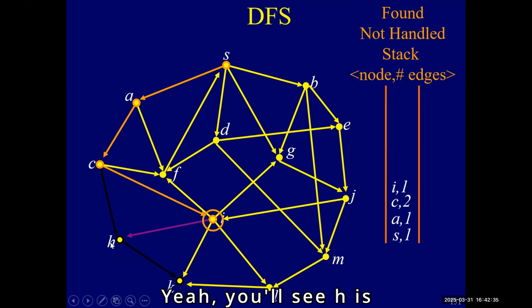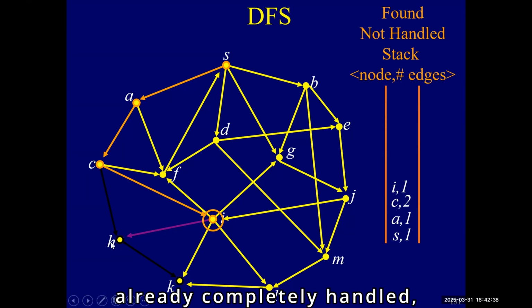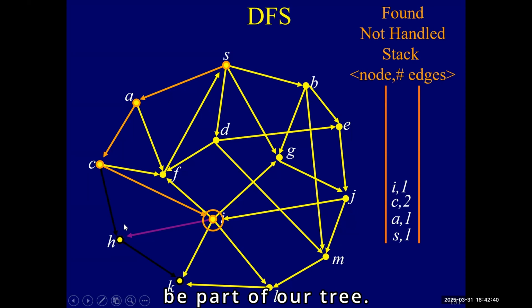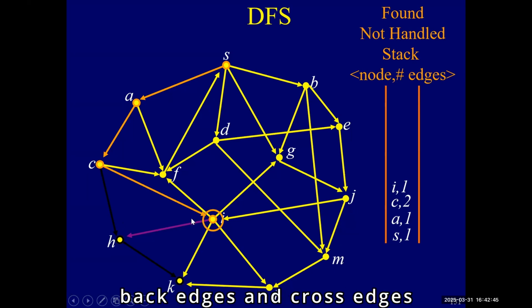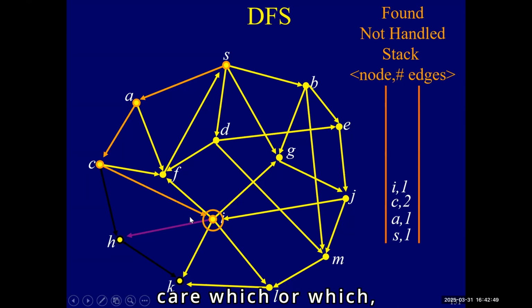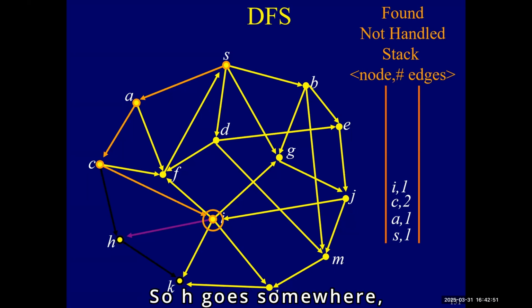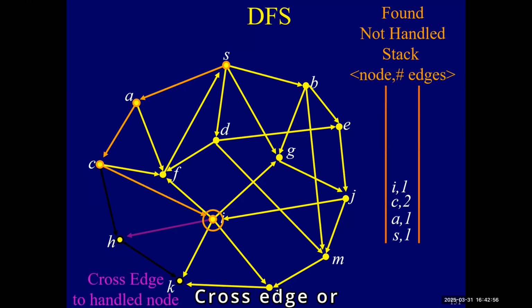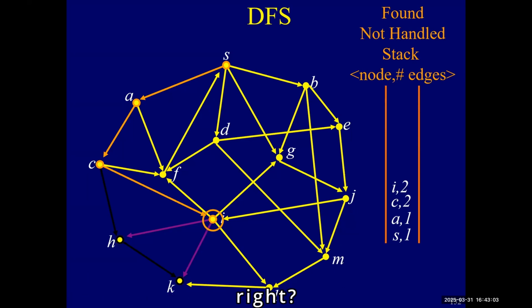You'll see H is already completely handled, so it's not going to be part of our tree. We have things called back edges and cross edges, and we can try to keep track of which are which, but I don't really care which are which. So H goes somewhere, we're going to ignore it. Cross edge or handled edge? It's a cross edge because it's going to a handled node. It feels cross in the tree. And now we go to K, it's also the same. We go to L.